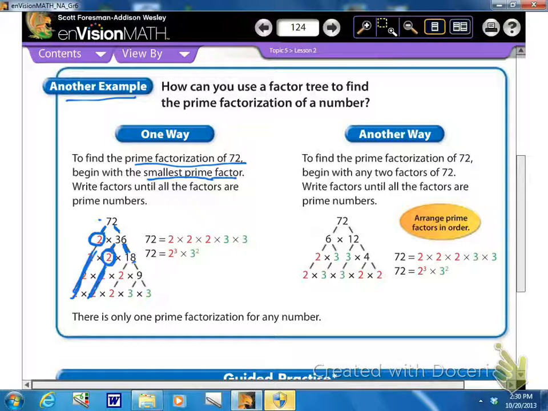18's even, so we know it's not prime. The only even prime would be 2. So we're going to branch out again. Well, 2 times 9 gets me 18. Circle my 2. I'm not going to worry about bringing it down. And I have 9 as my other factor. I have to keep going because 9 is not a prime number.